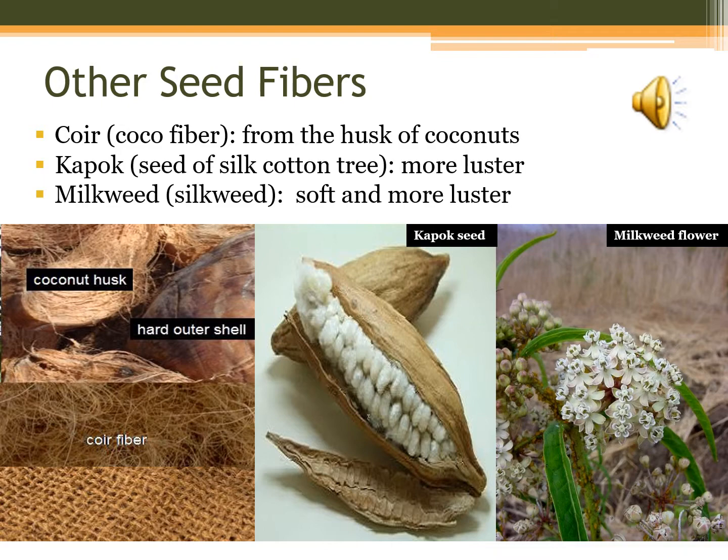So the coir fiber comes from the husk of coconuts, actually. So there's a picture there to show you what kind of fiber we're talking about. And then the kapok fiber comes from the silk cotton tree, sometimes referred to as a kapok tree, and that has a bit more luster than cotton. And then milkweed, which you can see is actually a flower, and that fiber is soft and has more luster as well. So those are just some examples of some seed fibers apart from cotton that also might find their way into fabrics and textiles.